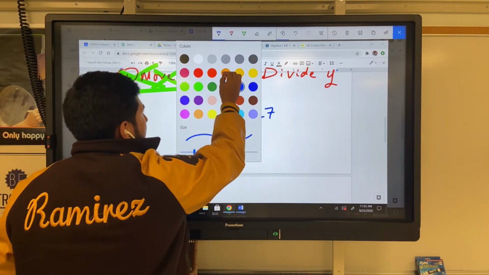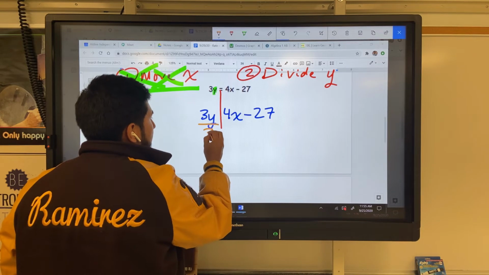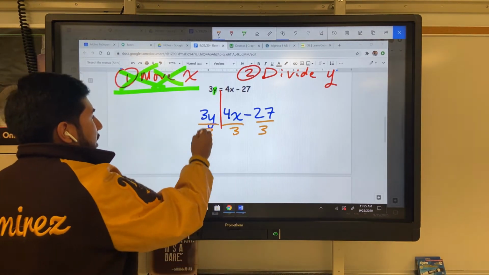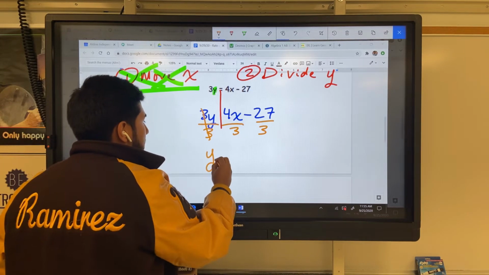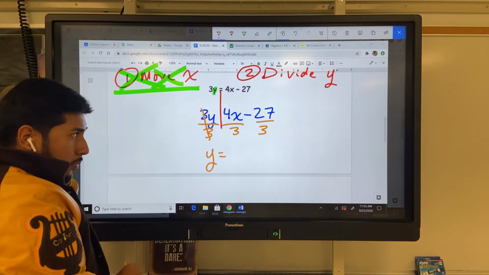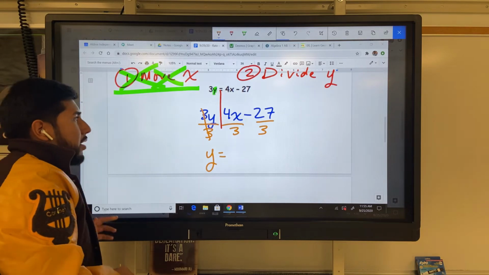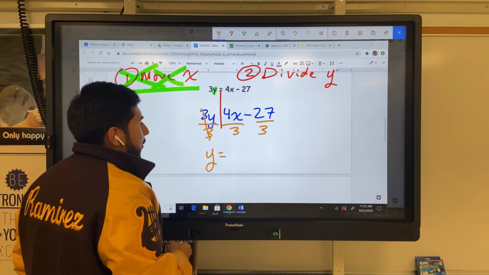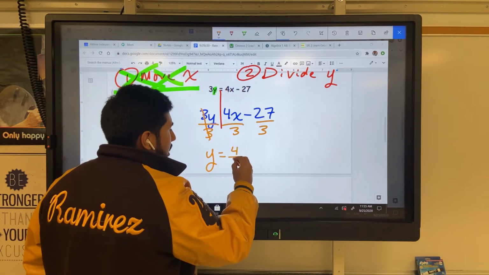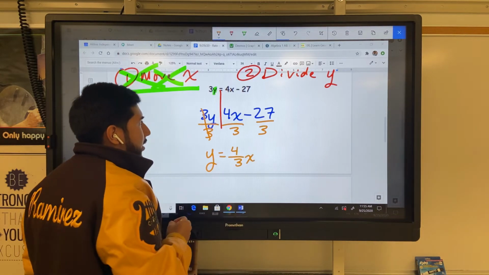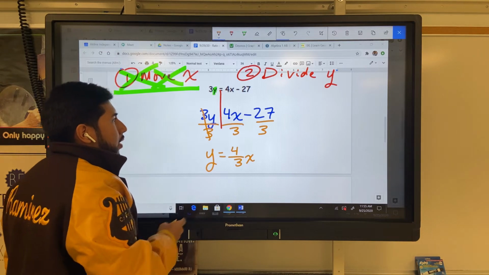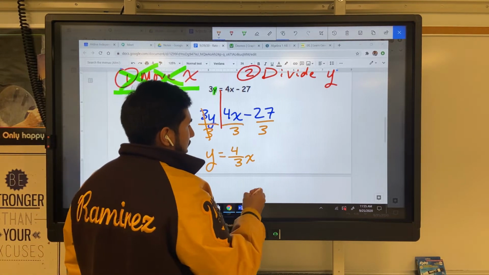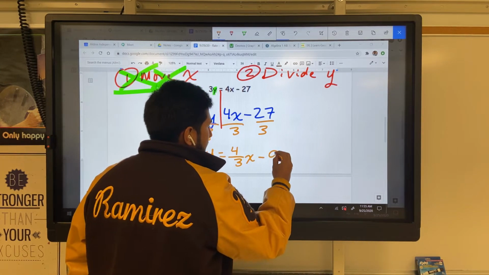What do we divide by? Magic number 3. 3 divided by 3 cancels out because that's 1, so y equals. 4 divided by 3 is not a whole number. That's not reducible because they have no common factor, so it stays as 4 over 3x. Negative 27 over 3, divide that in the calculator, that gives me negative 9.